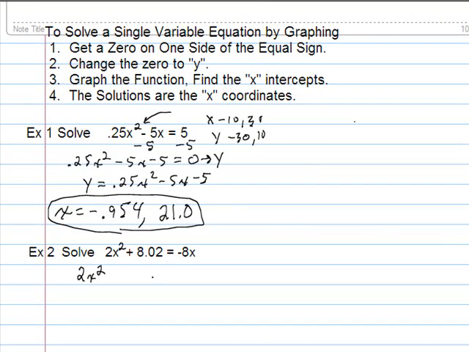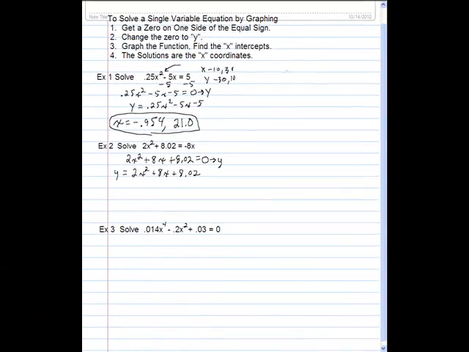When the negative 8x comes over to the left, it becomes positive 8x plus 8.02. And then there's the 0 that we're supposed to get as our first step. And of course we want to change that 0 to a y. So I'm going to rewrite this as y equals 2x squared plus 8x plus 8.02, and bring up the calculator and let's graph that.